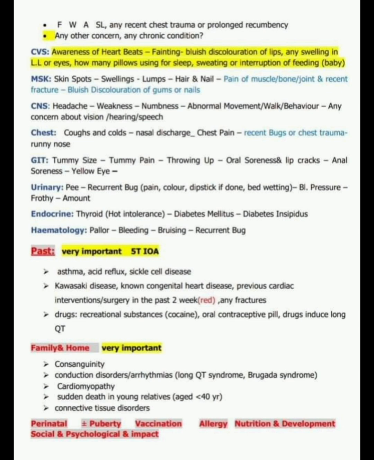We will ask about this drug. Now family and home, that is very important. We ask about any consanguinity presence or not, conduction disorder or arrhythmia, long QT syndrome, then Brugada syndrome, these are associated with family history. Cardiomyopathy, sudden death in young relatives, age less than 40, present or not, we'll ask. Any connective tissue disorder, we'll ask. Then perinatal plus minus puberty, vaccination, allergy, nutrition and development, social and psychological impact, we will ask normally.